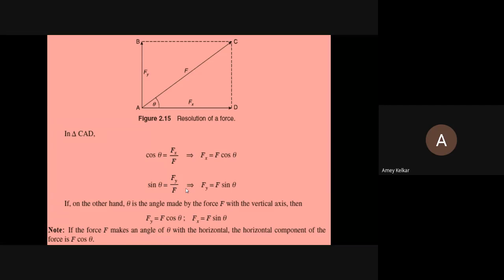Firstly, resolution, as I told, is a process of breaking off a force into its component forces. The components will be along the x direction and the y direction. Here we have a force F, which is acting along AC. That force F, I am trying to split along the x-axis, Fx, which is given by AD, and the y-axis, Fy, which is given by AB. I think the figure is clear.